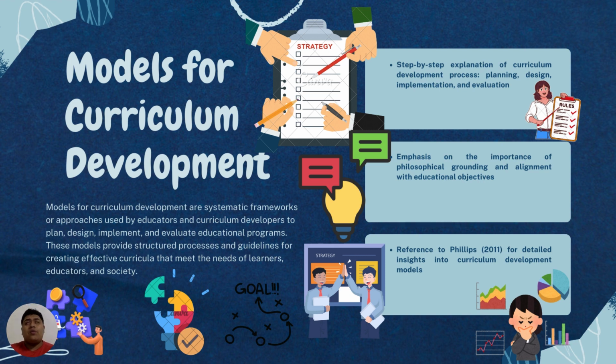There are three steps for this. Number one is a step-by-step explanation of the curriculum development process: planning, design, implementation, and evaluation. Emphasis on the importance of psychological grounding and aligning educational objectives. Reference to Phillips, a big author, for detailed insight into the curriculum development models.